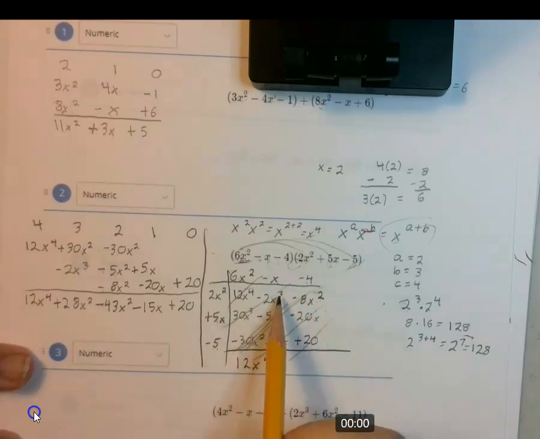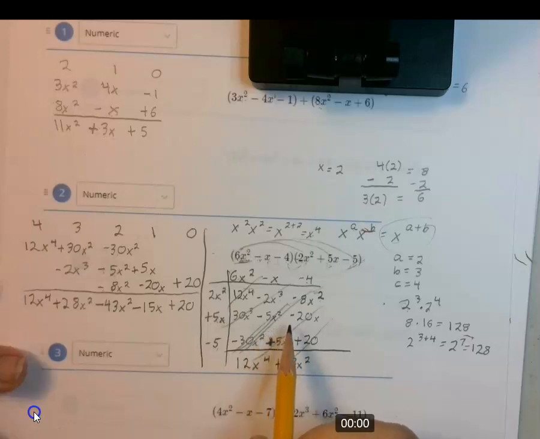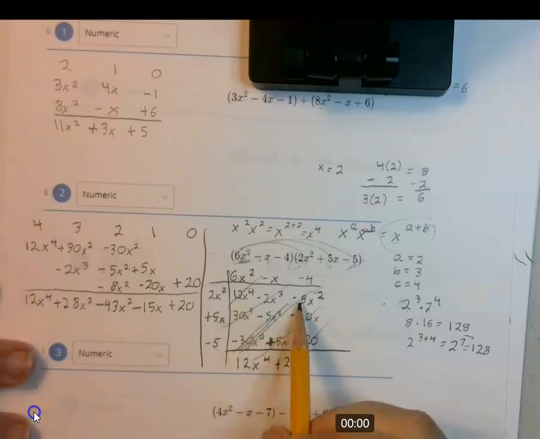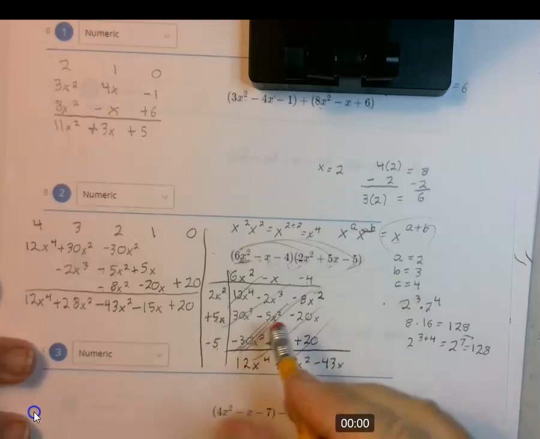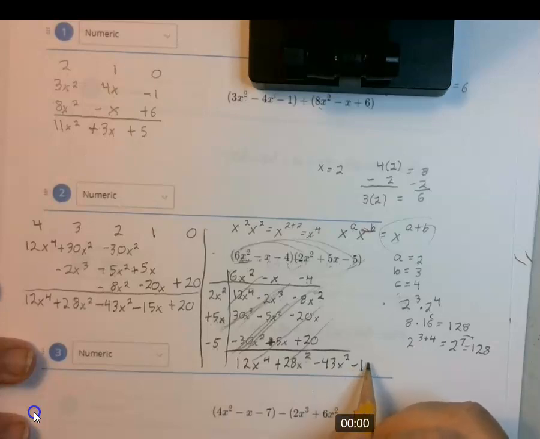That's why I say you can make a mistake easy. There's the x to the third terms. So it's 30 minus 2 is 28, positive 28x squared. Okay, and then it's negative 30, negative 5, negative 8. We did that one already. It's negative 43x squared. And that should have been x to the third. It's these two right here. Okay, and then there's the negative 43x squared. And then here's the negative 20 plus 5x. And then here's the plus 20.